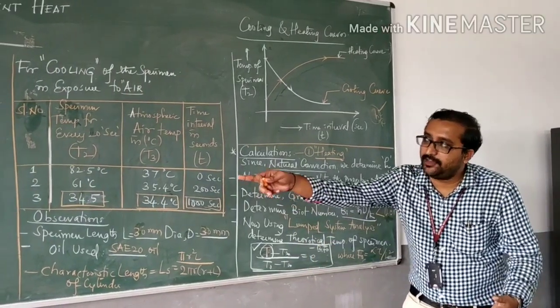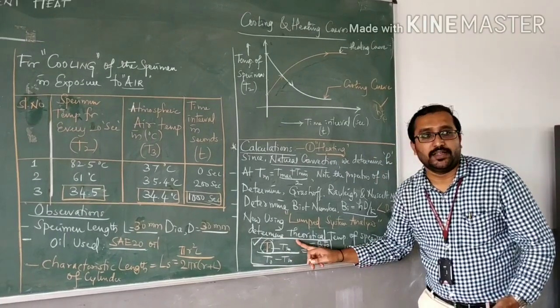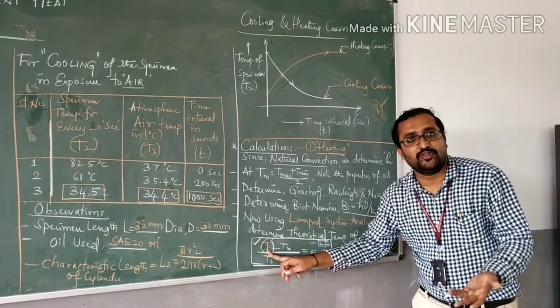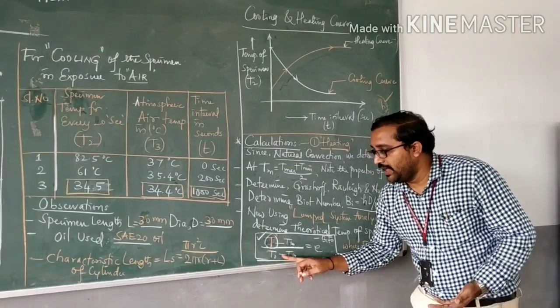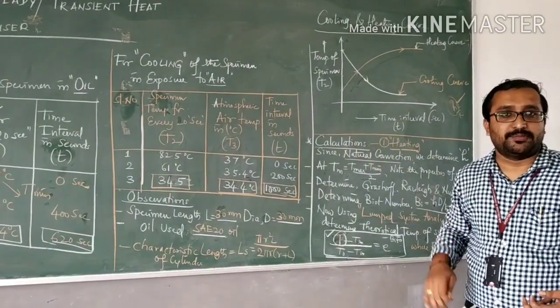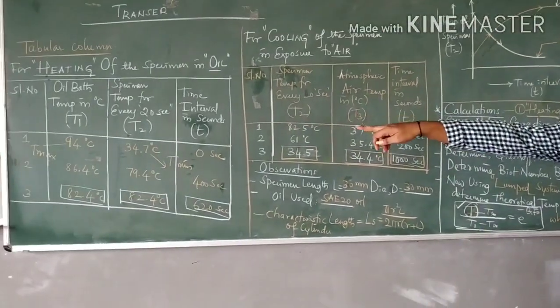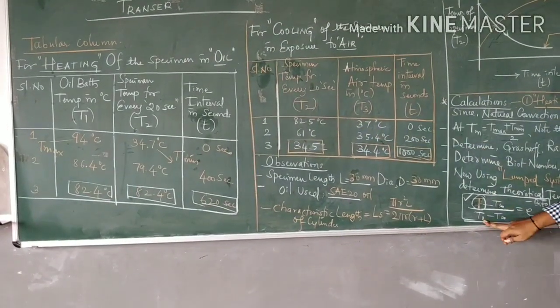So here the ambient for heating is the oil. So we need to note down the value of T1 here, and this T we are supposed to calculate. And what is this T naught? T naught is the initial temperature of the specimen at the start of the experiment. When time was 0 seconds, what is the temperature? T2, 34.7. That you need to take here.